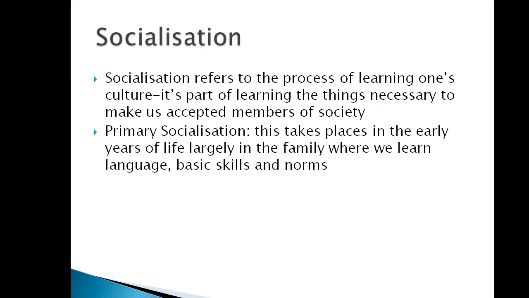There are two different types of socialization. The first is primary socialization. This takes place in the early years of life between the ages of 0 to 5 years old, largely in the family where we learn language, basic skills, and norms.